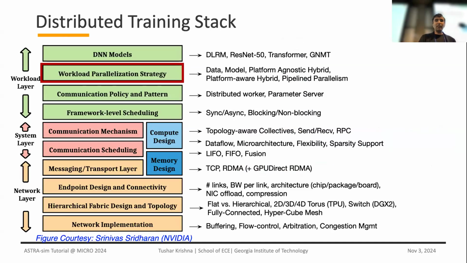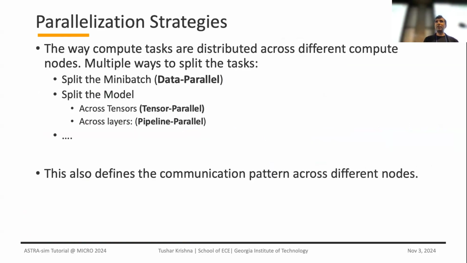So moving down the stack, the workload parallelization strategy is where we decide how do we actually parallelize the entire model or data. And there are several different ways of doing this. You could either split across the mini batch, which is called data parallel, or you could split the model itself, and you could either split across the tensors, and it's called tensor parallel, or shard across the layers. This is called pipeline parallel. And then, of course, this also defines what the actual communication pattern will be between the different nodes.